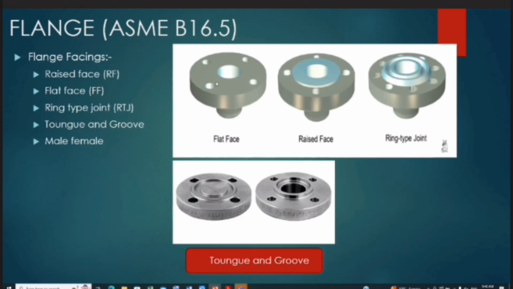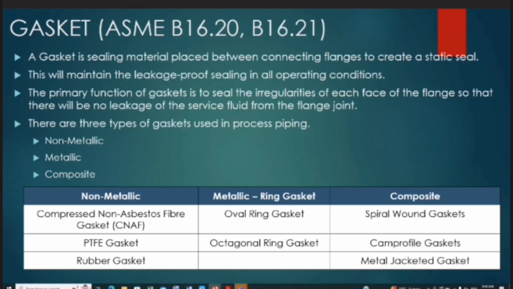Then we have the flange facings. Here we have the flat face flange. Here you can see some raised face, and this is the ring type joint, and this is tongue and groove. Yeah. So generally the type which is used is a raised face type, but in the higher ratings like 1500 and 2500 we go for the RTJ flanges for the better sealing connection. Then we have different gaskets used.